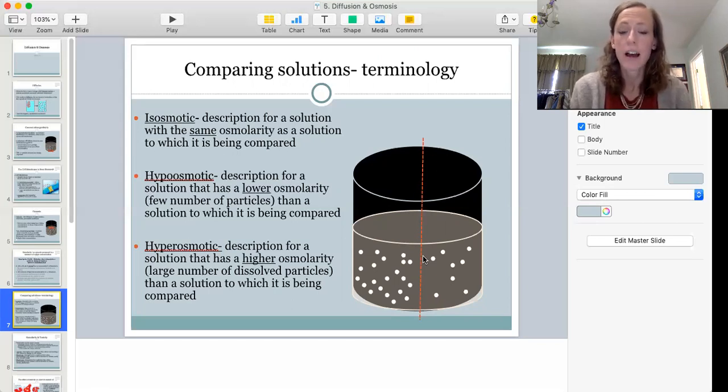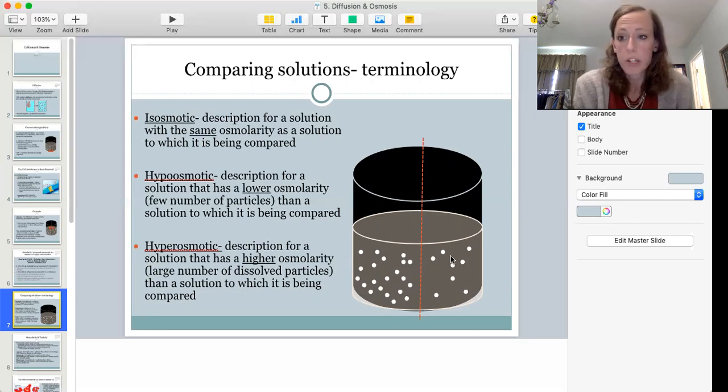The second term is hypoosmotic. So hypo, if you think about that prefix, it means less, right? Hypo, as opposed to hyper, which would mean more. So hypoosmotic is the description for a solution that has a lower osmolarity, so less particles, than the solution to which it's being compared. So if you look at our picture, the solution with the fewer number of particles is the one on the right. So if you're comparing it to the solution on the left, you would describe the solution on the right as being hypoosmotic, less particles, okay?